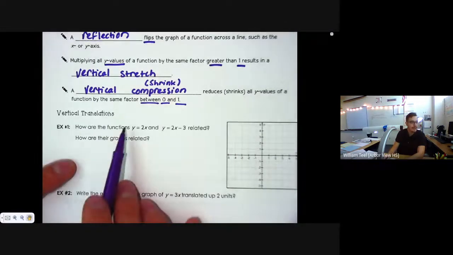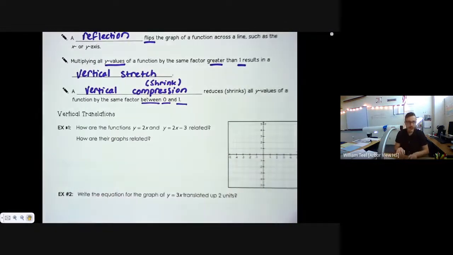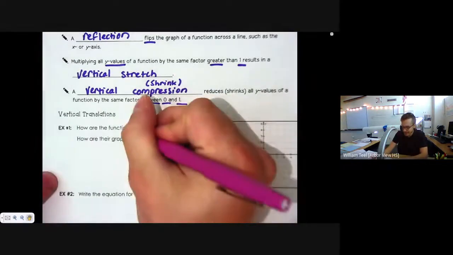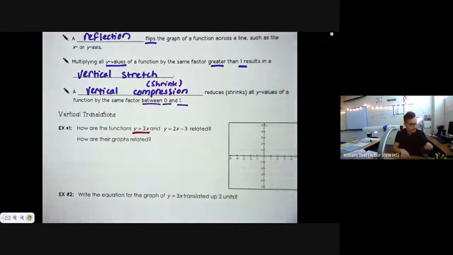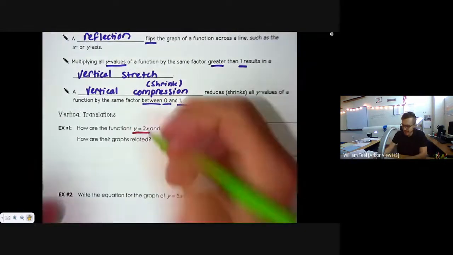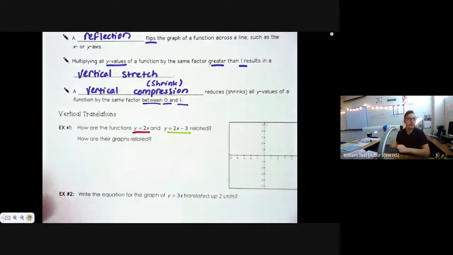How are their graphs related? The first thing I'm going to do here is graph these on my coordinate plane. So I'm going to make y equals 2x the purple graph. Then I'm going to make y equals 2x minus 3 the green graph. And after we graph them, we are going to compare them.